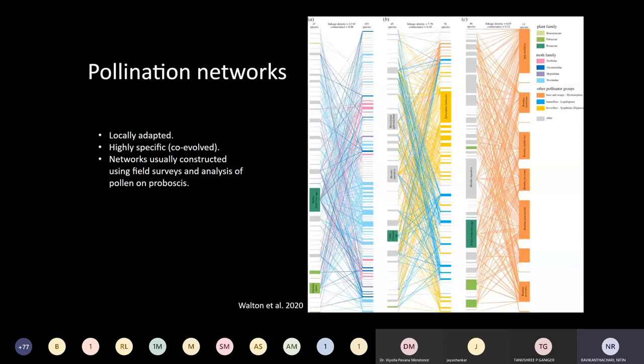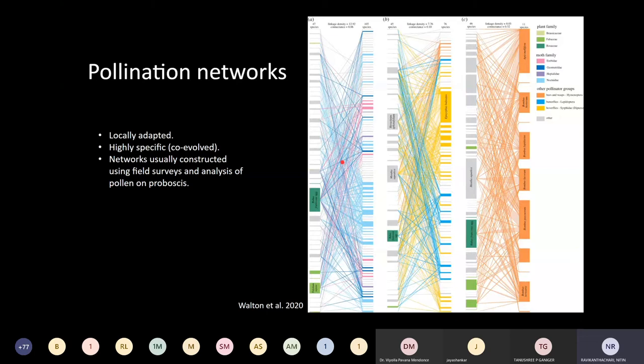And we usually do this by doing field surveys, and we analyze pollen on the proboscis. So what we do is we collect moths and we scrape the pollen off their proboscis using a small pen. You do not damage the moth, and then you release the moth. And then you study the pollen under slides, and you have guides which say what pollen belongs to what plant, and you can actually construct these networks.